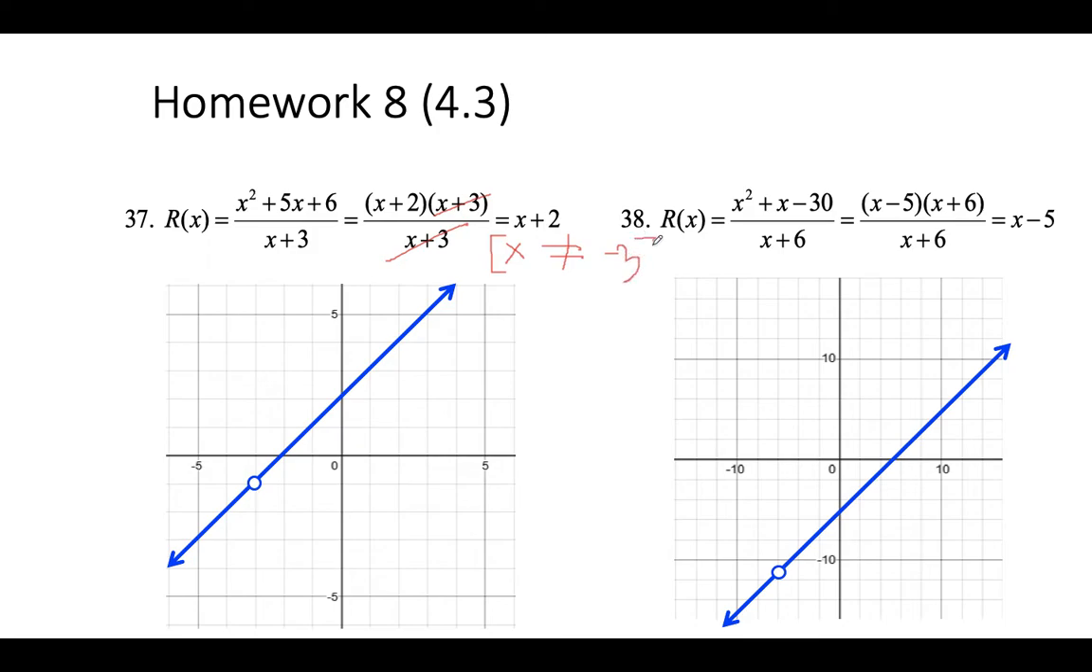I'm just trying to type by mouse. x cannot be equal to minus 3. This is the reason why we have a hole here at minus 3. See, minus 1, minus 2, minus 3. So there is a hole here. This hole came because of this cancellation.